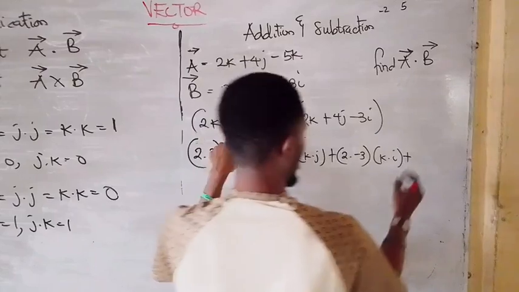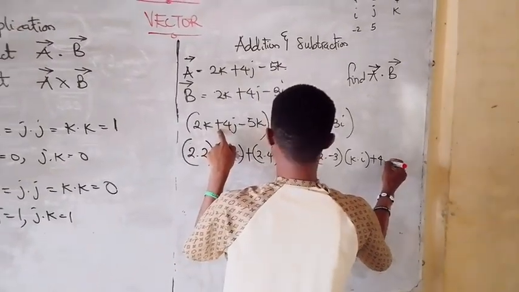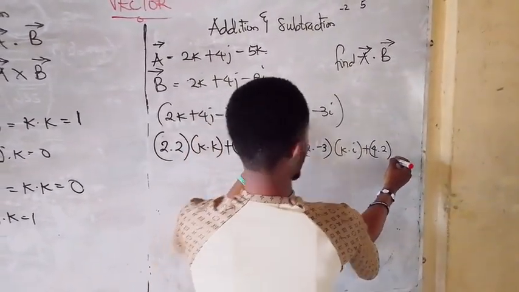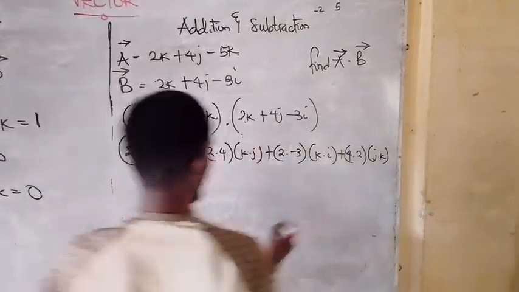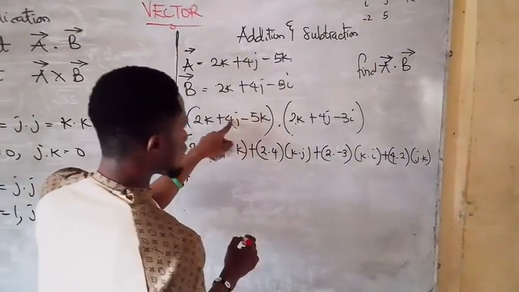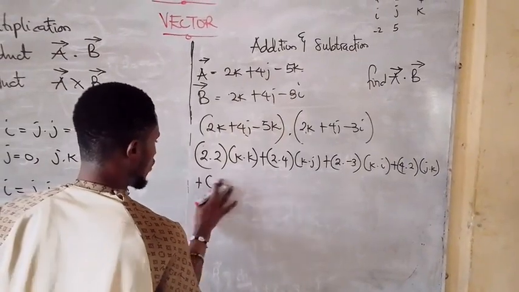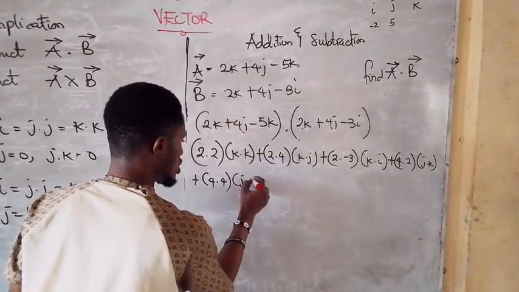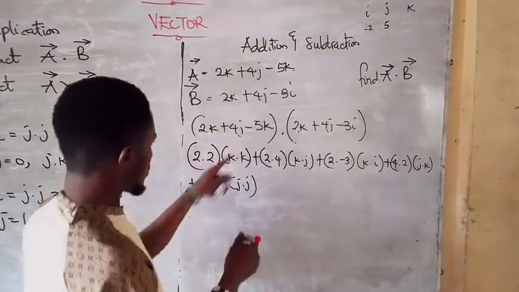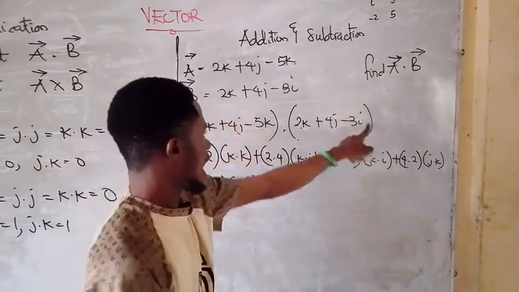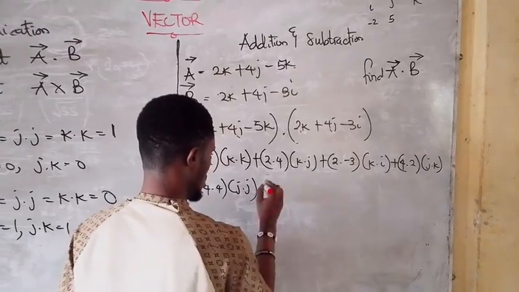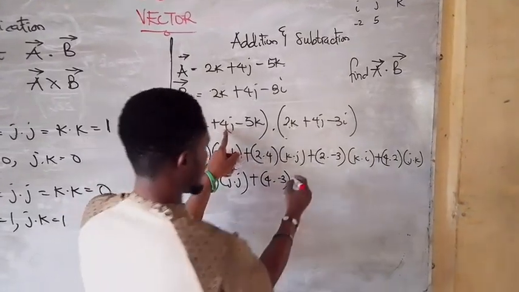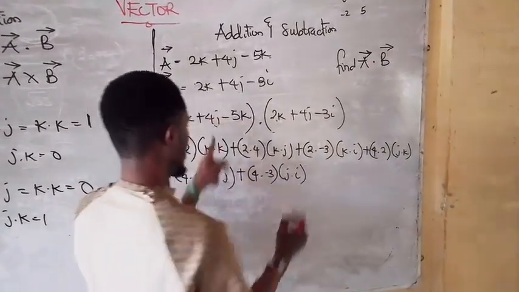So I'll go to 4. I have 4.2, then I have j dot k. Go to the next one, plus 4 times 4, 4.4 bracket j dot j. It's actually a very long method. 4 times minus 3, plus 4 dot minus 3, and I have j dot what? i. I'm done with 4.